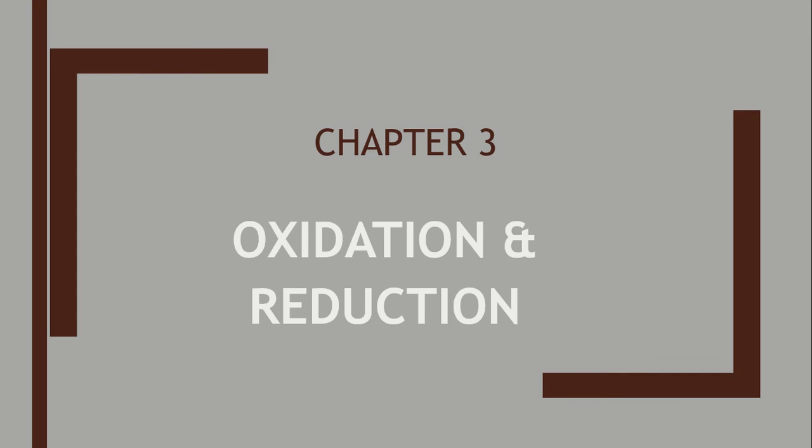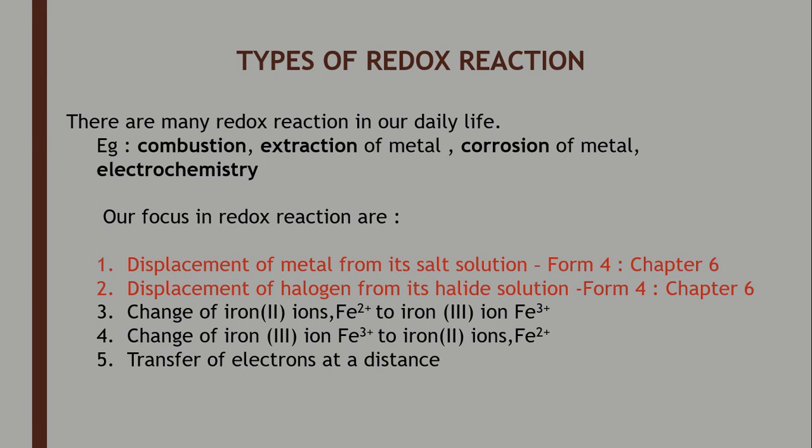Okay, today we are going to continue our lesson, chapter 3, Oxidation and Reduction, part 2. Okay, so there are many redox reactions in our daily life. For example, combustion, extraction of metal, corrosion of metal, and electrochemistry. So we have learned during Form 4 for extraction of metal, corrosion of metal, and electrochemistry in chapter 6. So actually there are redox reactions, but we still did not touch in terms of redox.